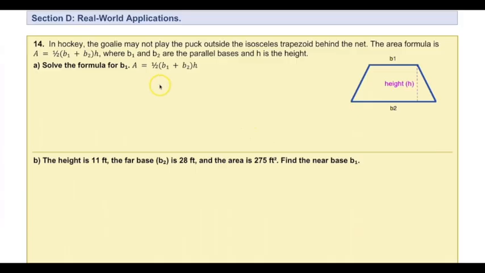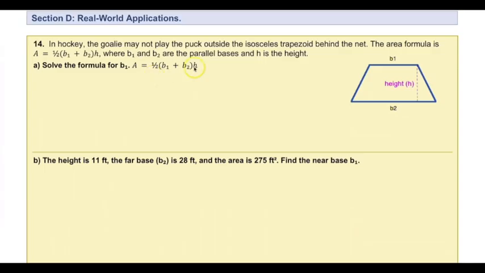Anyway, next one. In a hockey game, the goalie may not play the puck outside the isosceles triangle behind the net. The area formula for a trapezoid is this. Area equals 1/2 base 1 plus base 2 times height, where b1 and b2 are the parallel bases and h is the height. So like we have here, here's our trapezoid. That's my base 1. That's my base 2. That's the height. So they want us to solve for b1 in this formula.